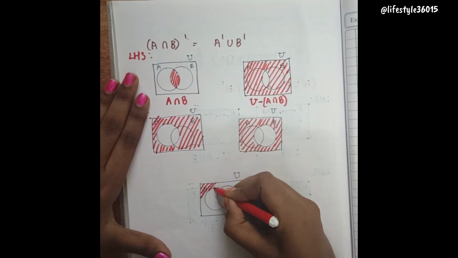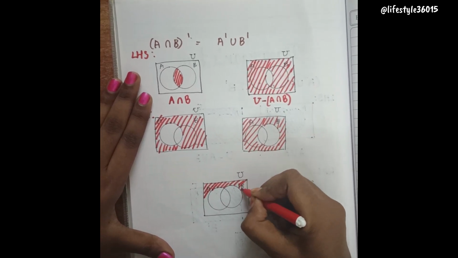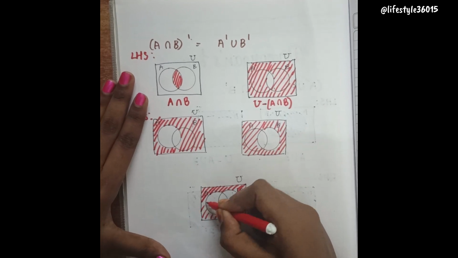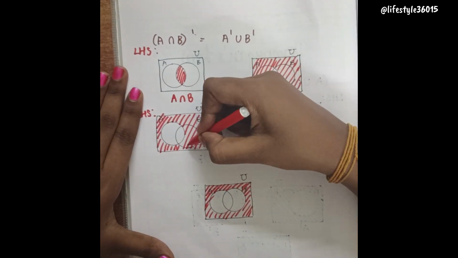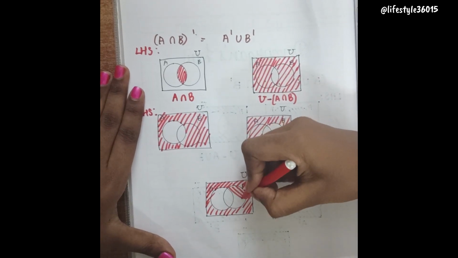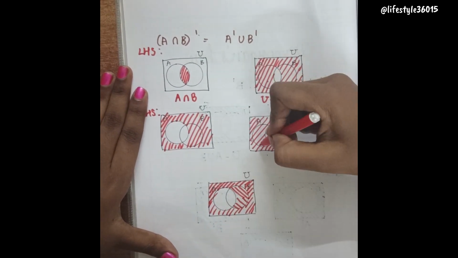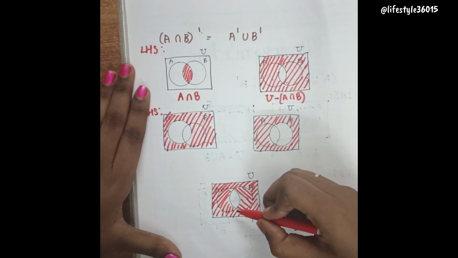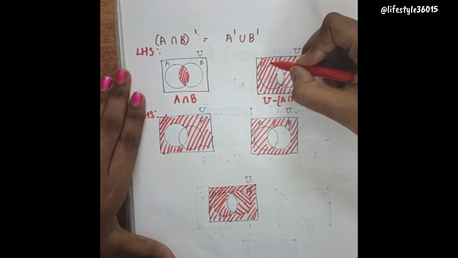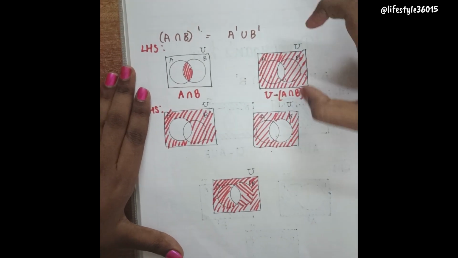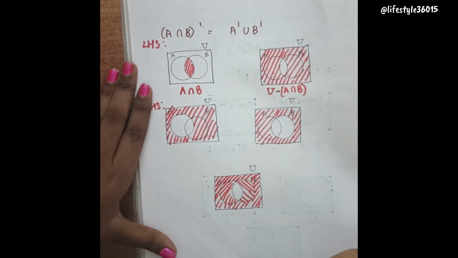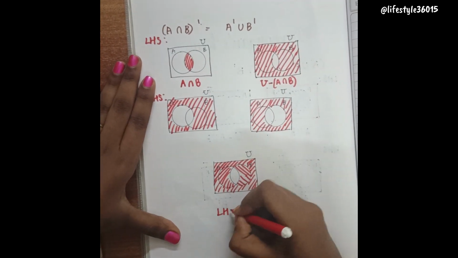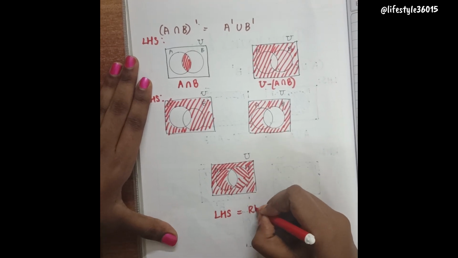We have shaded the outer region in both the diagrams, right? So we are shading the outer region. Whereas in this set we have shaded this region. So I am shading this region too. In this set we have shaded this region. Now we are shading this region too. So the answer we got is equal to LHS diagram. The final diagram of LHS is equal to the final diagram of RHS. Now we have visualized this with Venn diagram. So LHS is equal to RHS.